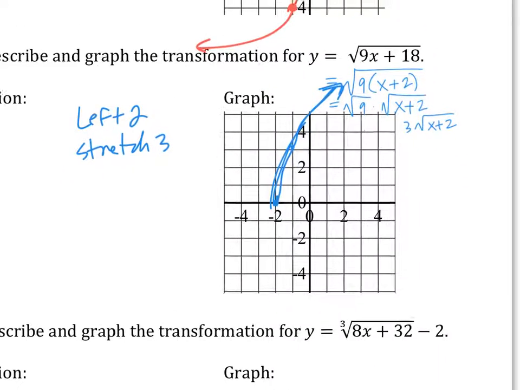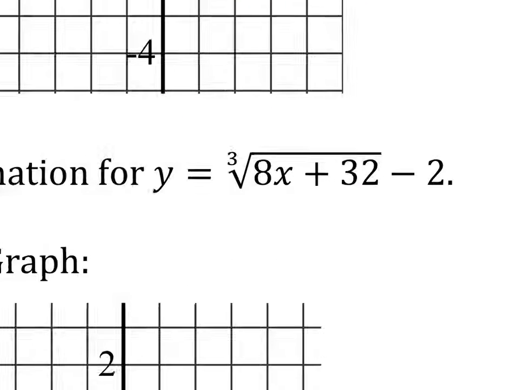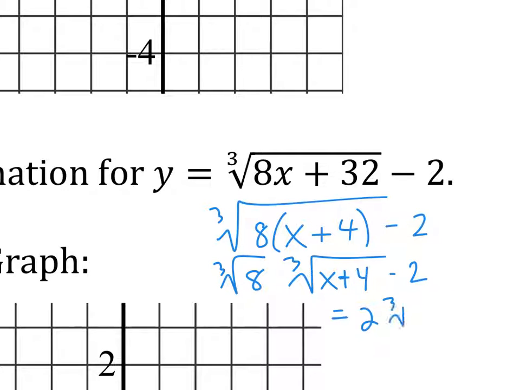Okay, last one. Let's have you do it on your own. Cube root of 8x plus 32. So you want to factor out the 8, and then you got to cube root that 8. Okay, let me know when you're done. Okay, what you want to do is also factor out the 8. So this is 8 times x plus 4 minus 2. So this becomes, I'm just going to split it really quick. So that is 2 cube root of x plus 4 minus 2.